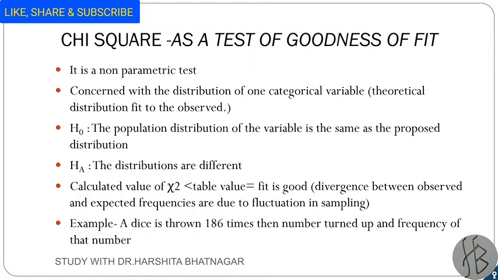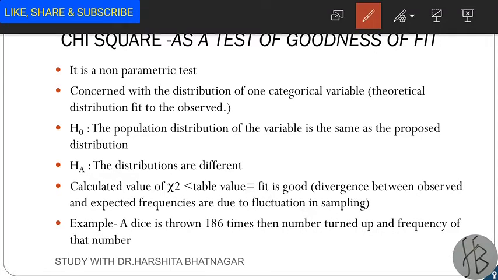Next, we will study chi-square as a goodness of fit. It is a non-parametric test, as you all know, and I already discussed in my last videos that chi-square is a non-parametric test. It is concerned with the distribution of one categorical variable. Here, "one" is very important because goodness of fit deals with only one categorical variable. So whether the theoretical distribution fits the observed one is checked through the goodness of fit.